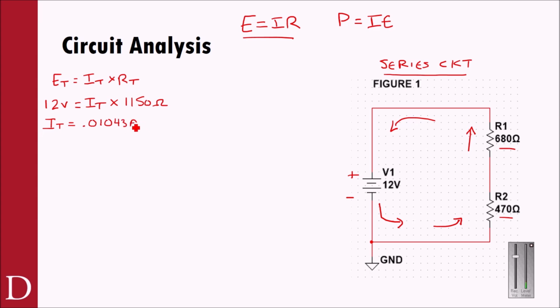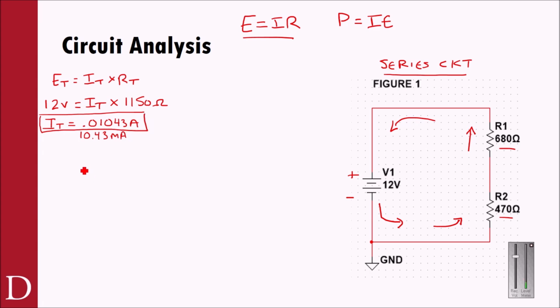0.01043 amps. Now, I'm fine with us showing it in this type of notation. The further decimal places you take it out, the better. In my world, I'd probably prefer to see this as 10.43 milliamps, but I'll be fine with you going out 3 or 4 decimal places to show your work for the total current. So this is one of the things that's important for us to be able to solve: our total current.